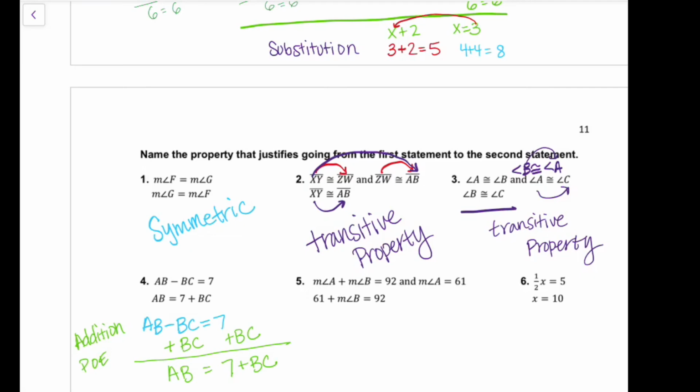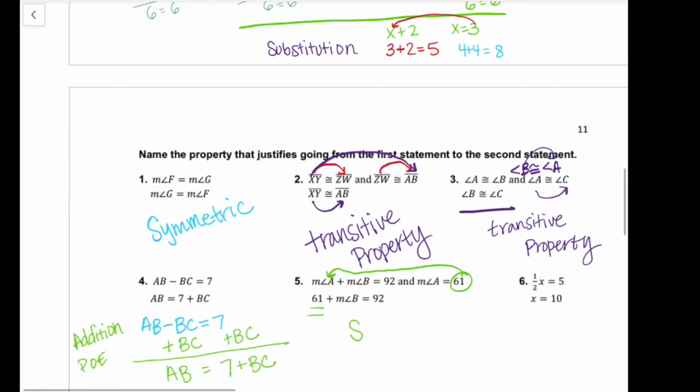On number 5, we have measure of angle A plus the measure of angle B equals 92. And the measure of angle A is 61. Since the measure of angle A is equal to 61, we can substitute 61 in for A. And that's what is done here. 61 plus measure of angle B equals 92. This would be the substitution property.